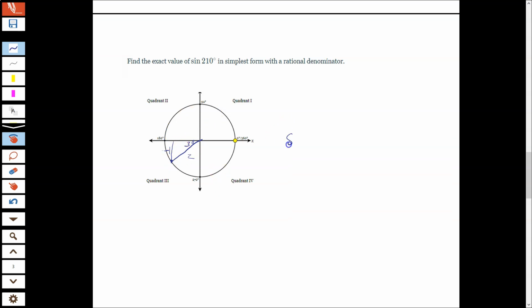So we say sine of 210 degrees is opposite over hypotenuse, negative 1 over 2. And we don't need to simplify that at all. That's nice and convenient. So really this is just the negative version of sine of 30 degrees. Hopefully you're starting to recognize the pattern here. We're going to do one more.